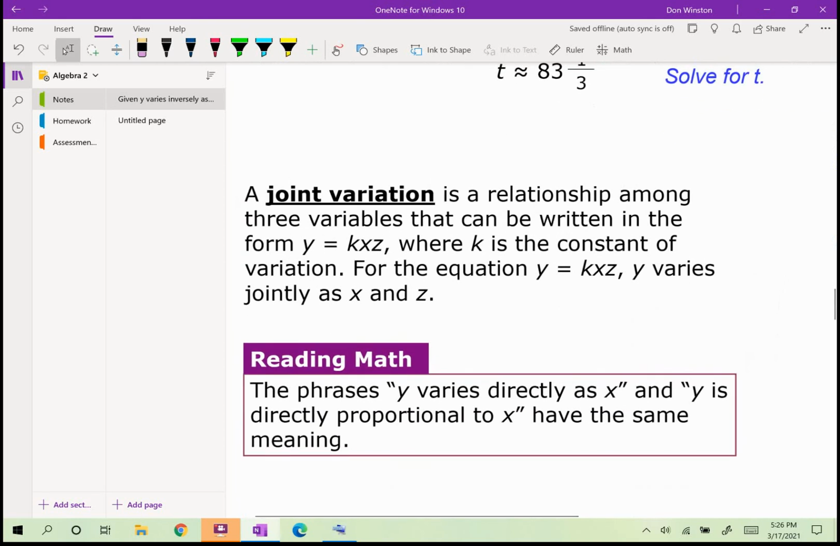Let's look at joint variation. Joint variation is a relationship among three variables that can be written in the form y is equal to k times xz, where k is the constant of variation. For the equation y is equal to k times xz, y varies jointly as x and z.